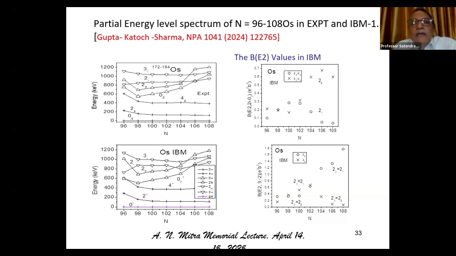On the right-hand side, up, it is representing the B(E2) values, 2 2 to 0 2 and 2 3 to 0 2, while down it is the B(E2) from 3 gamma to 2. So here we are taking 2 2 and 2 3. Here the hollow circle is the experimental, while the cross is the IBM. Next slide, please.